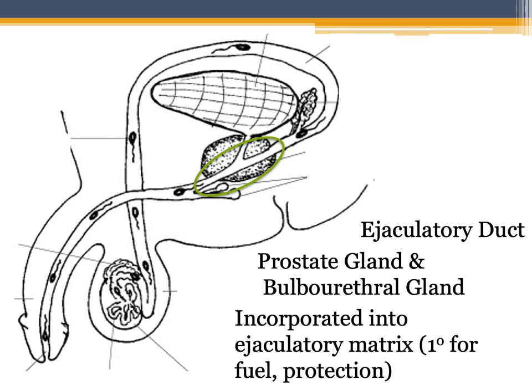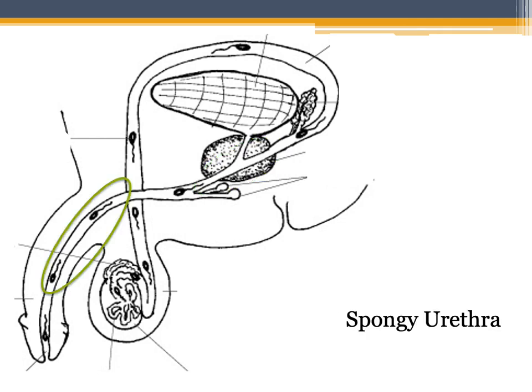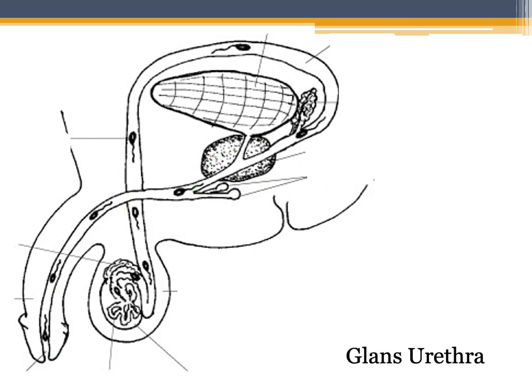The Cowper's gland is going to be necessary in order to produce secretions that will neutralize any of the acidity remaining within the urethra from any urine. The hypertrophy of the prostate gland is going to ensure that we do not have release of urine during ejaculation. We will then move into the spongy urethra. From the spongy urethra, we'll move to the glans urethra, and then out through the urethral orifice.